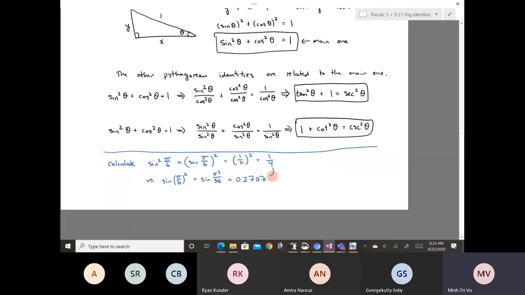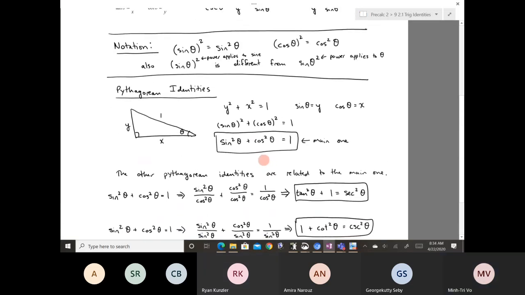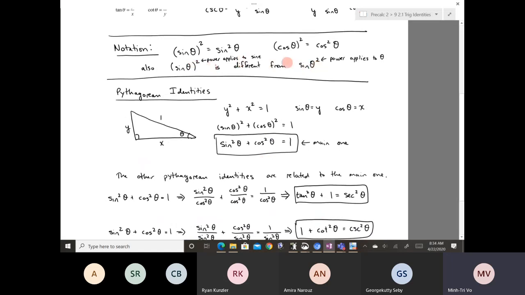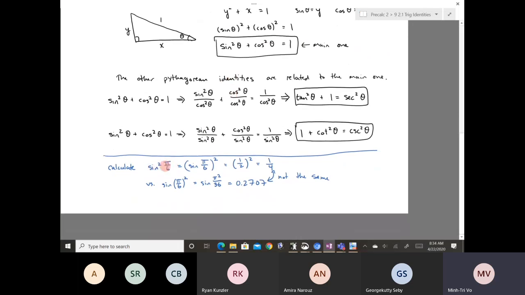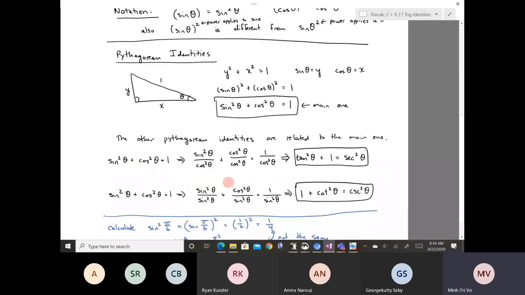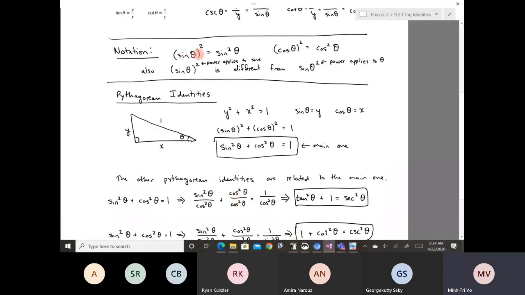Okay, so these two things are not the same. Be careful about how you think of the powers of the trig functions, right? When we have powers of the trig functions, we almost always mean the first thing that I've written here, so this expression.